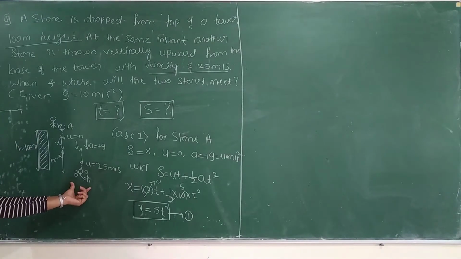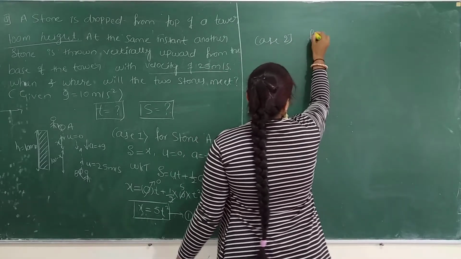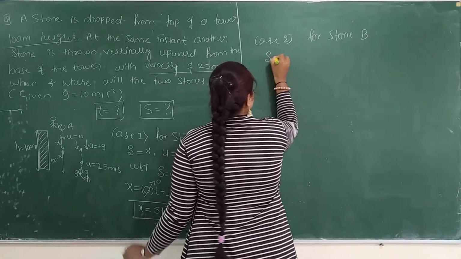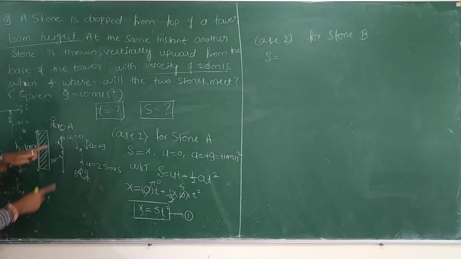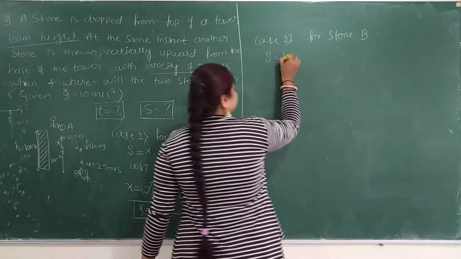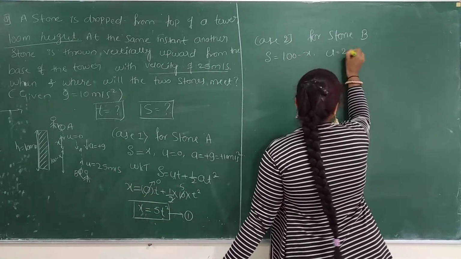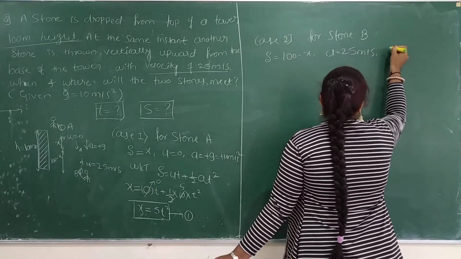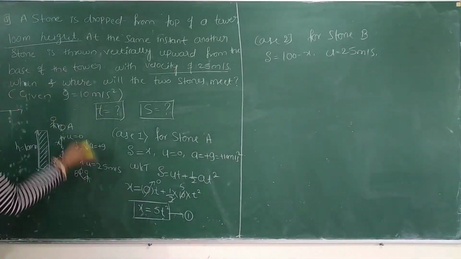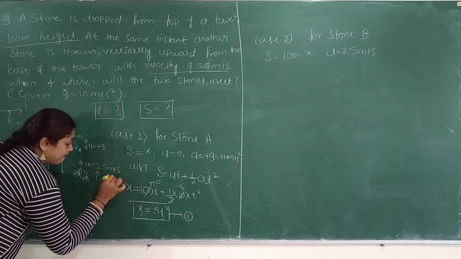Now let us discuss stone B. Case 2 for stone B. Write down here, distance S is how much for stone B? Distance covered by this stone B is 100 minus x. Replace here 100 minus x, and initial velocity is already given as 25 meter per second, and acceleration, it is vertical motion, it is moving vertically upward, then acceleration is a is equal to minus g.